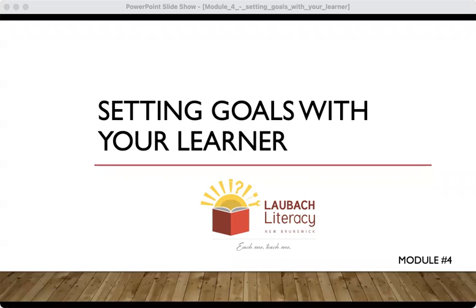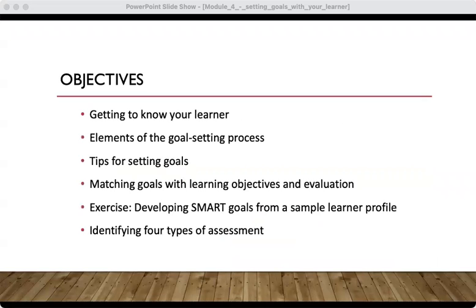Welcome to Module 4, Setting Goals with Your Learner. We'll be reviewing in this module how to get to know your learner, elements of the goal-setting process, tips for setting goals, and how to match goals with learning objectives and evaluate them. Finally, we will look at a sample profile and what goals we can infer from their profile.